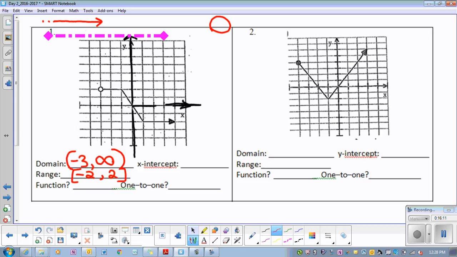Yes? Why is there a bracket for the -2? Because there's a line here.